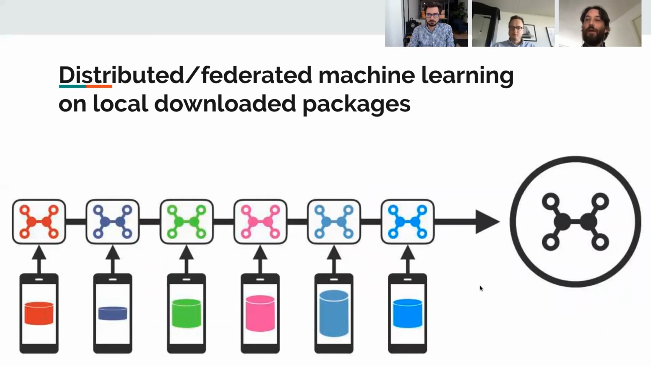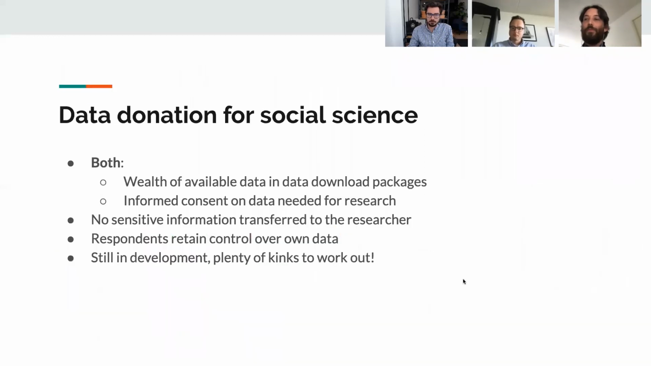Now, you can train or estimate the models that we need for this system to work in a distributed way, which means that we don't actually need to collect all of the data donation packages in one place, but we can send the model along to each of the separate packages, so to each person's device. That way, the data donation approach allows for two separate things which previously had been a trade-off against each other. Namely, on the one hand, you have a wealth of available data in these data download packages: there's location data, pictures, conversations, text, and also structured data.